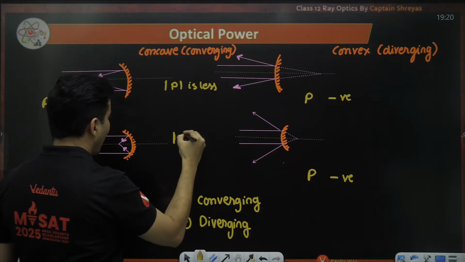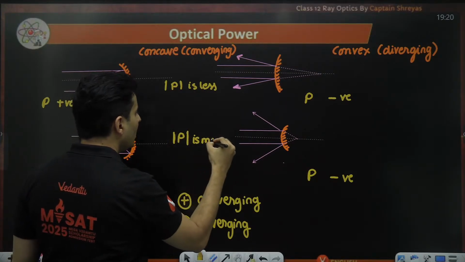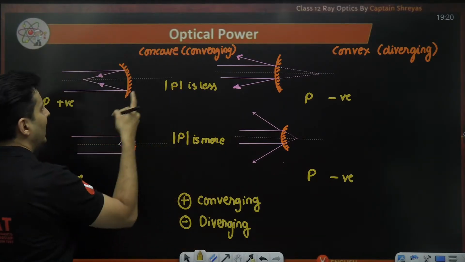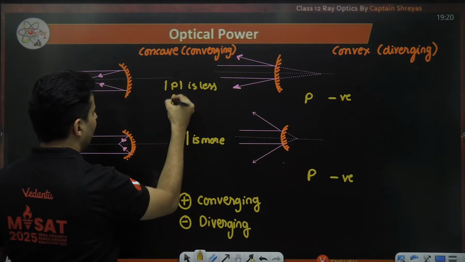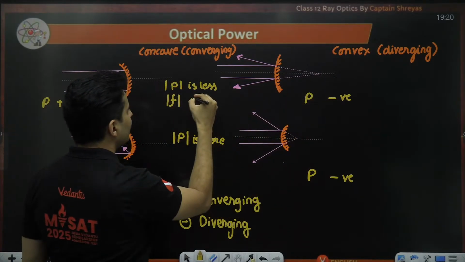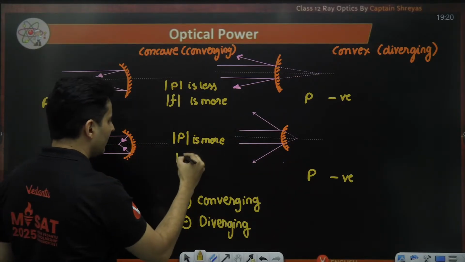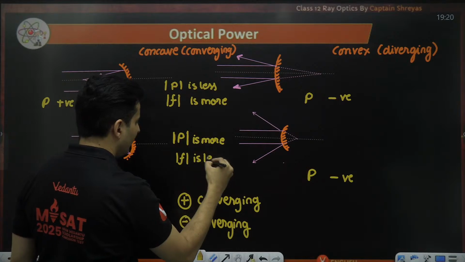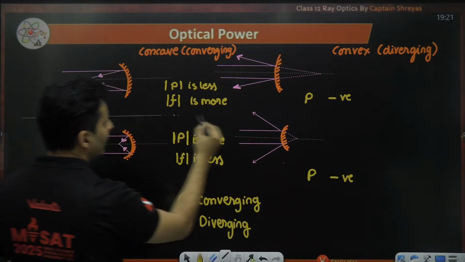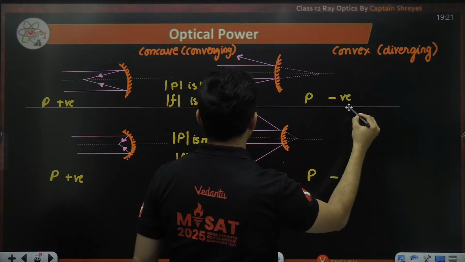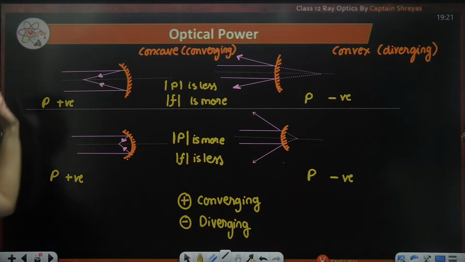But here the magnitude, I'm not talking about the sign value, the magnitude of the power is going to be more. Not just that, notice how the focal length is more here, whereas here the focal length is less. This gives me a good idea that focal length is definitely related to power.